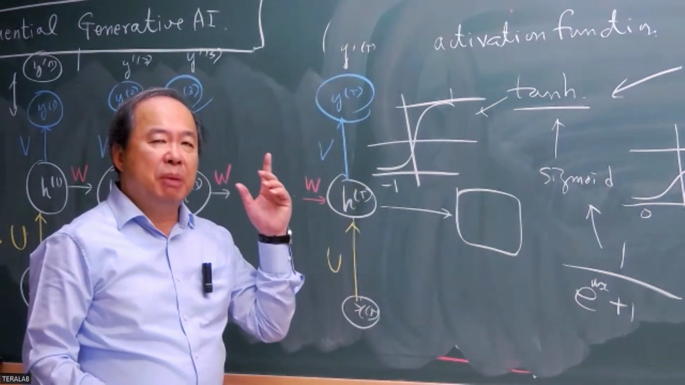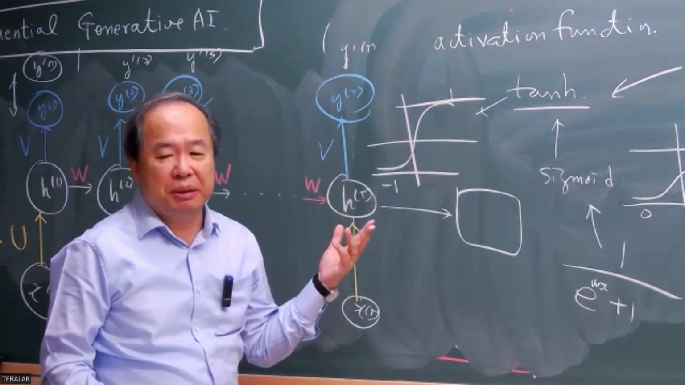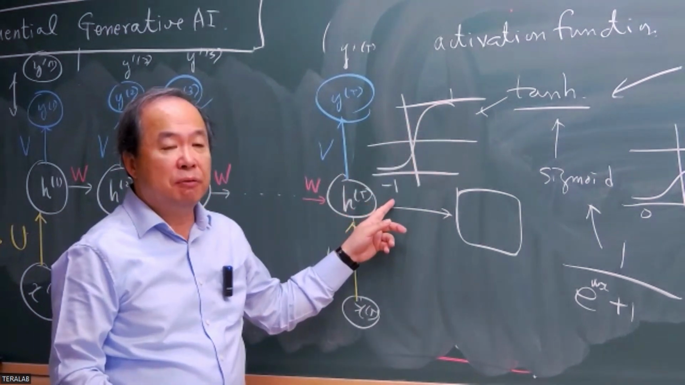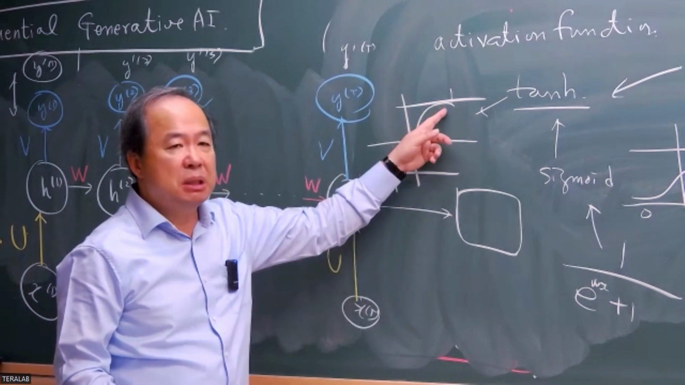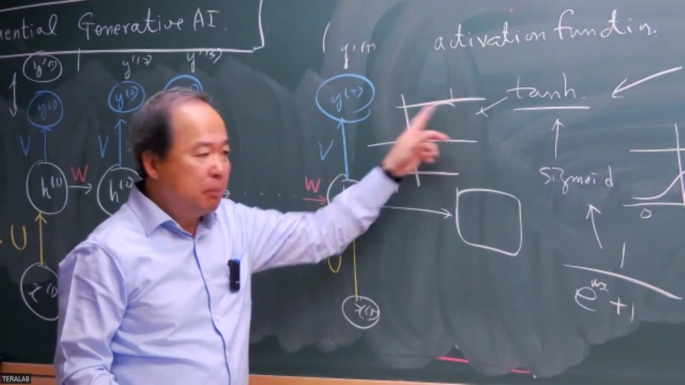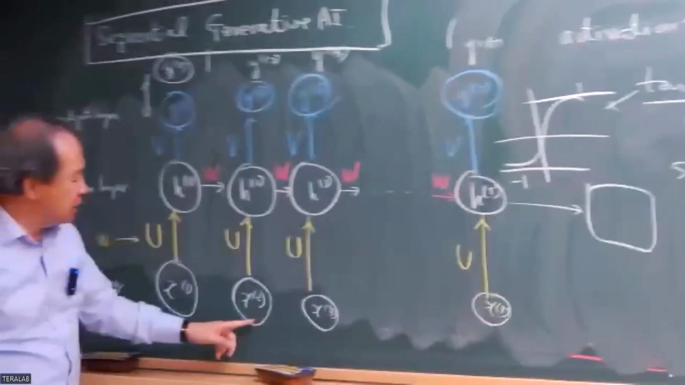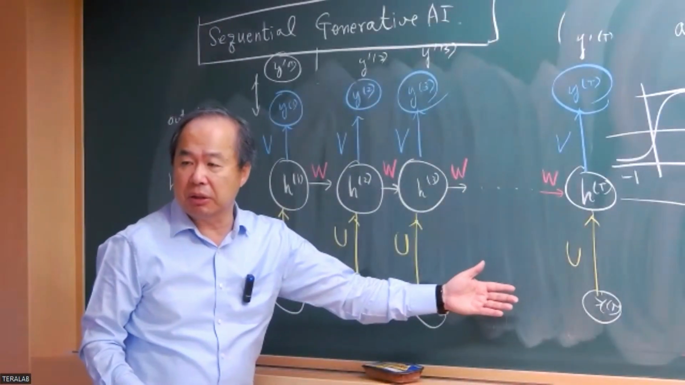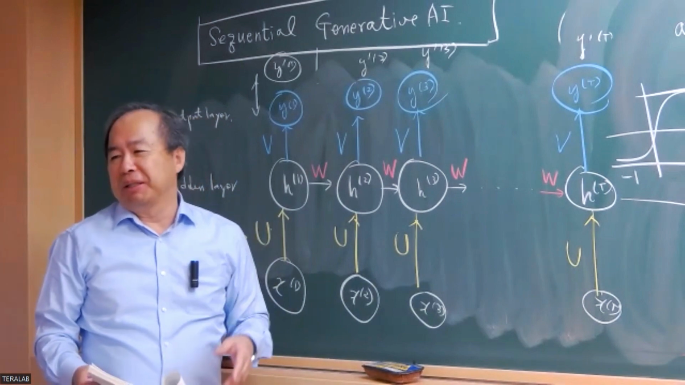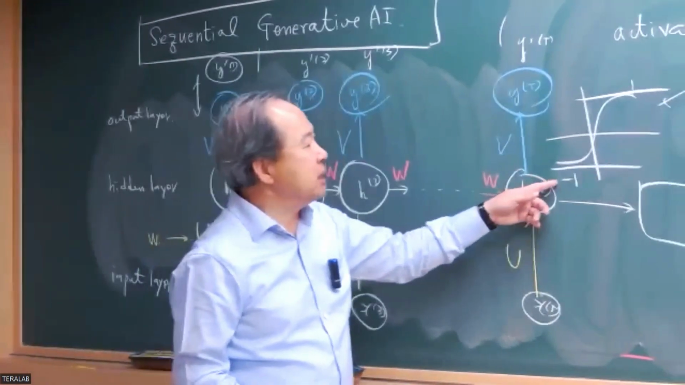One day I was imagining why it has -1 to 1. Probably -1 means the past information, and 1 means the future information, because this is a time sequence. If I'm standing here, this is the past information, this one is the future information. So that's my philosophical interpretation. I may be wrong, but that's why we may have minus 1 and 1.